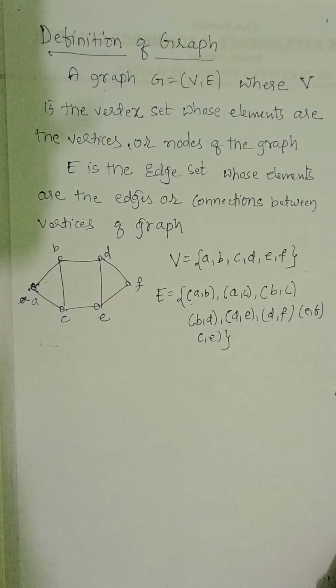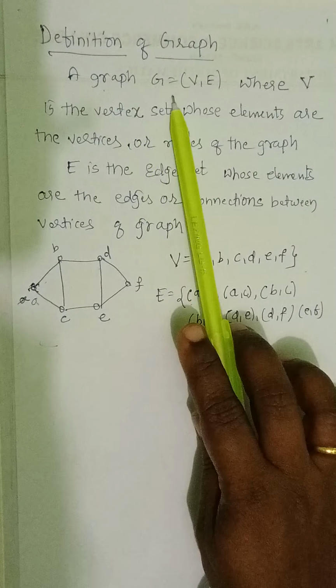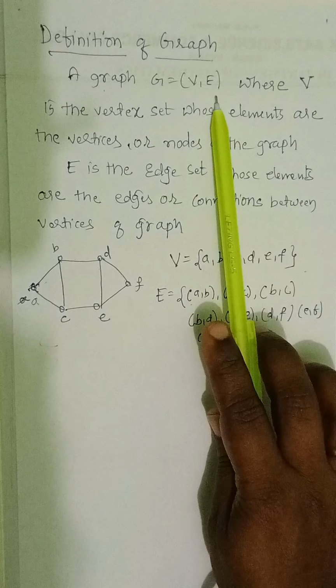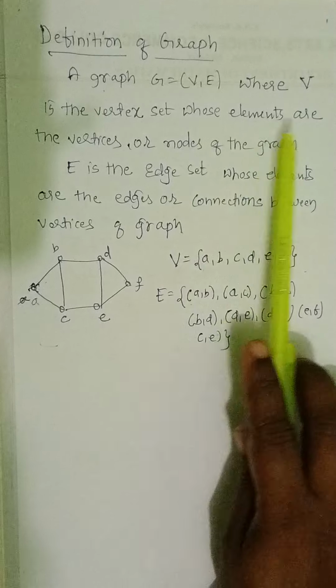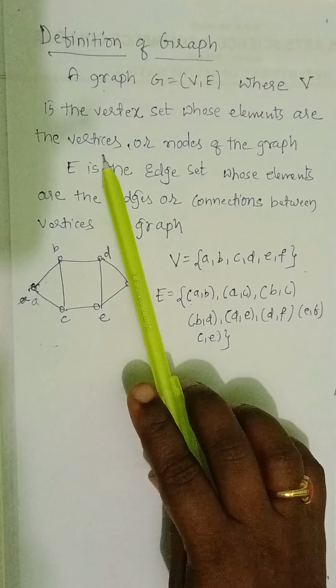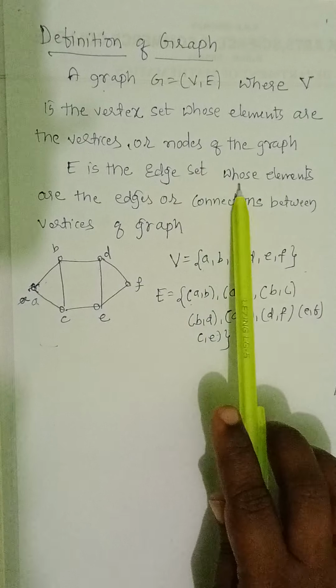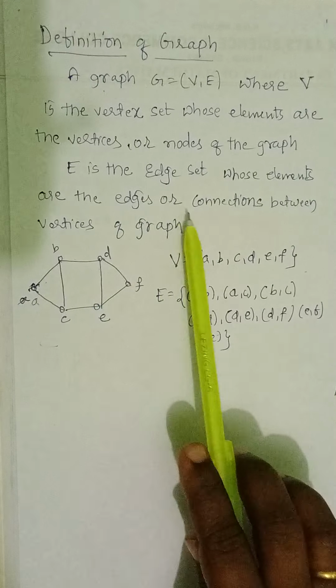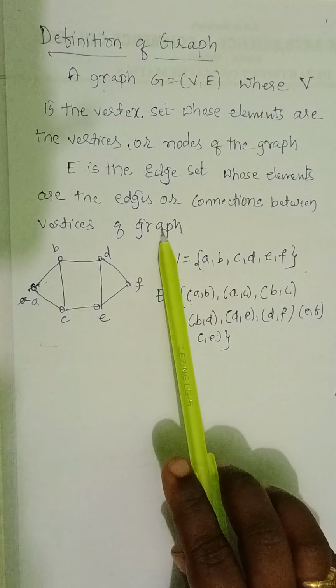Hello everyone. Today's class we will discuss the definition of a graph and graph terminologies. Let us see what a graph is. A graph G = (V, E), where V is the vertex set whose elements are the vertices or nodes of the graph. E is the edge set whose elements are the edges or connections between vertices of the graph.